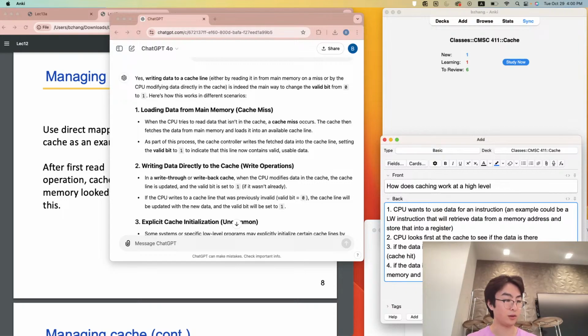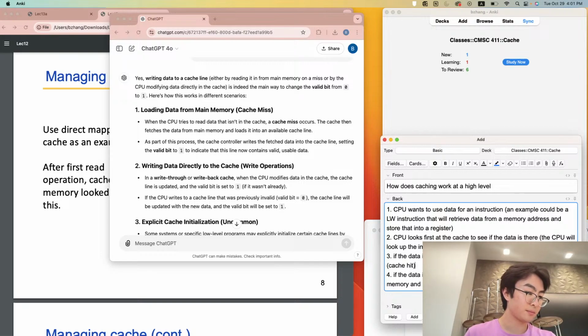Okay, so I guess first the CPU looks first at the cache to see if the data is there. The CPU will look up the cache, the index and tag of the memory address. It's not in the cache. I think this is actually pretty good.